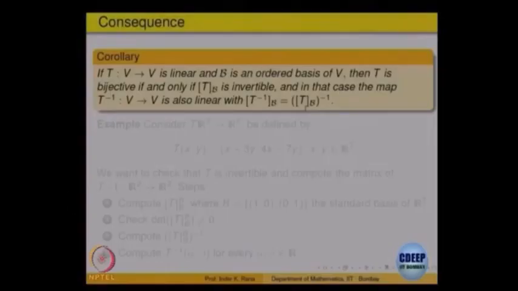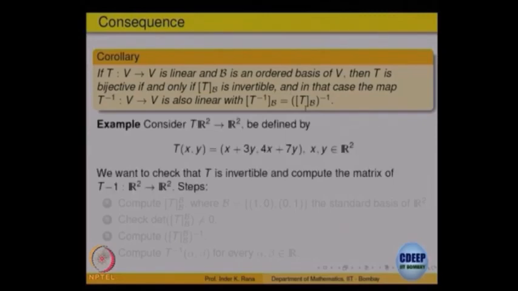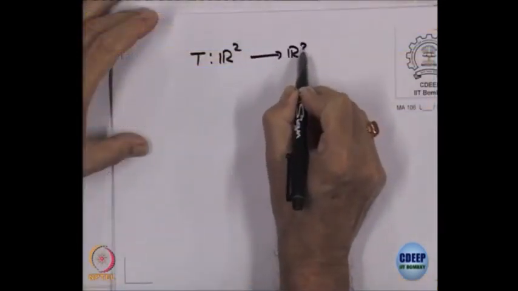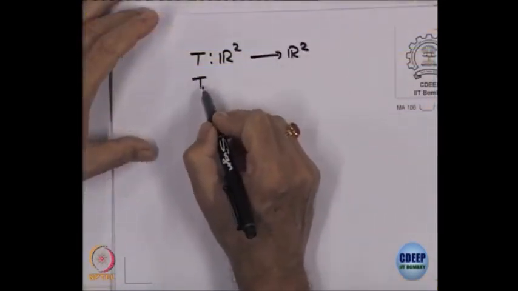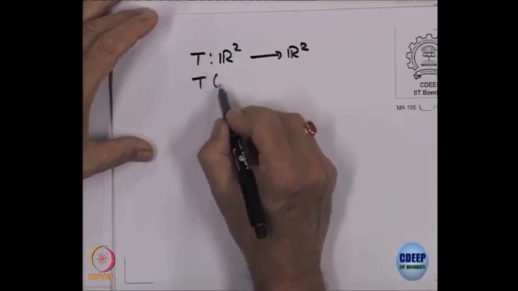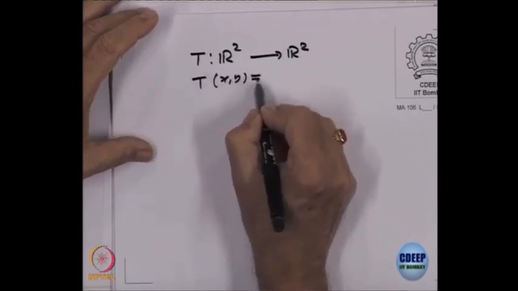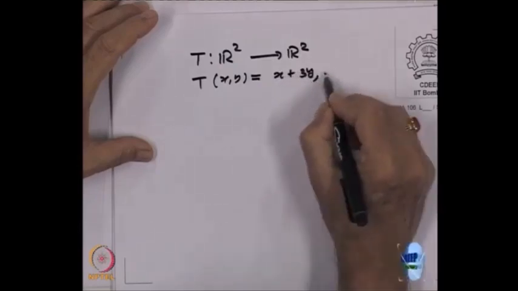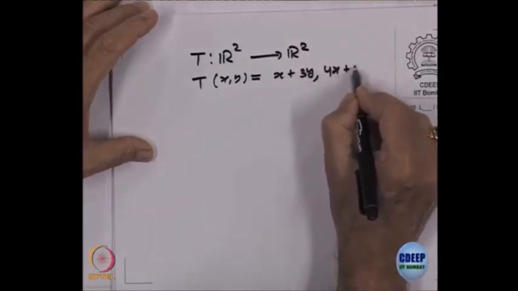So, let us try to do one example of this again to see what is happening, to understand. We will do this example so that you feel comfortable in computing things. So, T is from R2 to R2, T of (x, y) is (x plus 3y, 4x plus 7y).